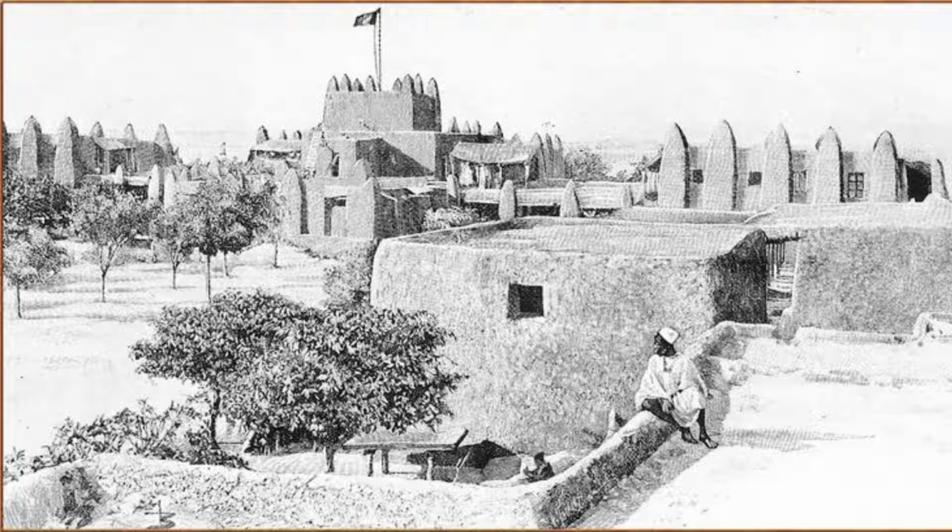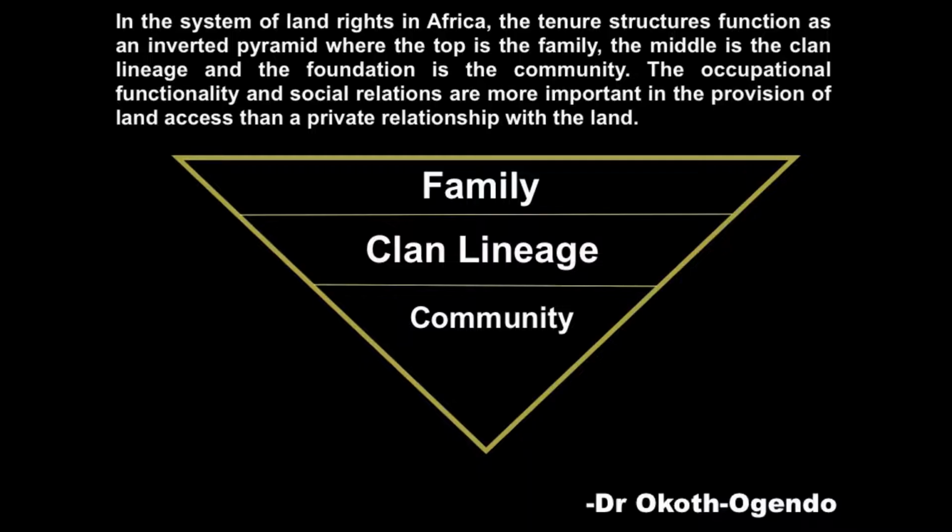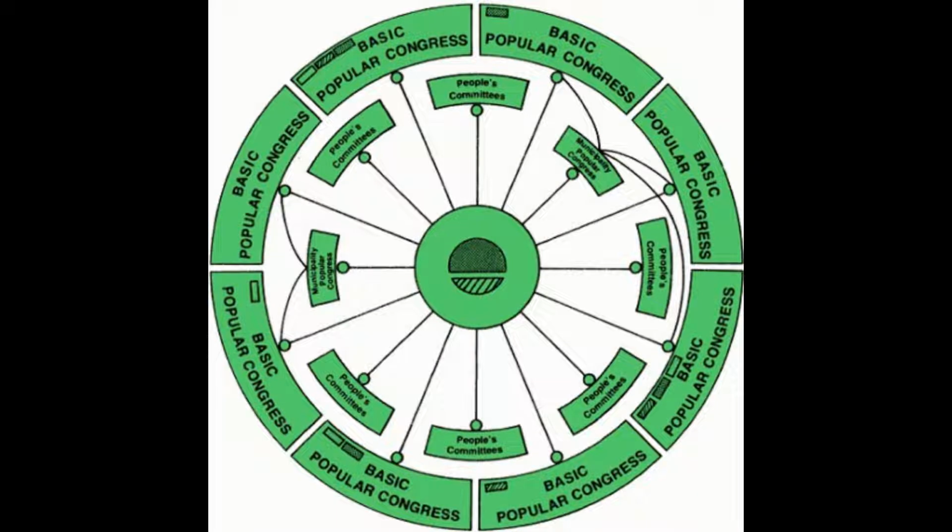This type of commerce within the AMP did not necessarily include the state at a macro level. However, local communities functioned as a microstate. Dr. Okoth Agenda uses the inverted pyramid concept to illustrate the way land tenure functioned in pre-colonial Africa, with the immediate family having dominion over local decisions, ancestral lineage in the middle, and the general community at the foundation. A contemporary example of this are the Council Protocols of the Jamahiriya, formulated under Muammar Gaddafi's Third International Theory. Here, the occupational elements of social relations are more important in the provision of land access than private ownership.